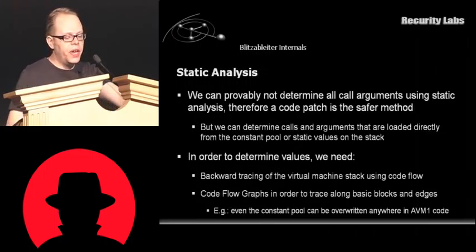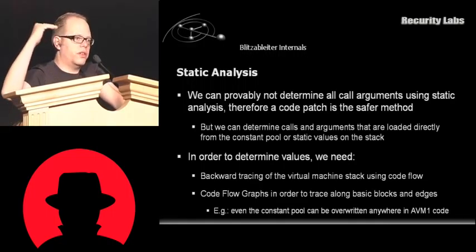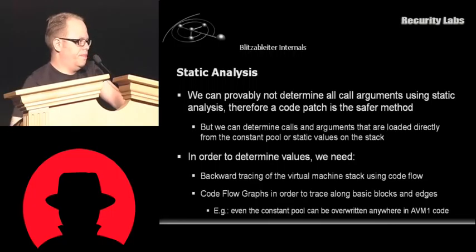So what we do is prevent patches in places where we can actually prove that the argument is a constant that fulfills a certain requirement. We can determine those things using backtracing of the virtual machine stack in the code flow. So we build a code flow graph. If we find an instruction that interests us, we do backtracing and try to figure out what the state of the stack is at any given point.